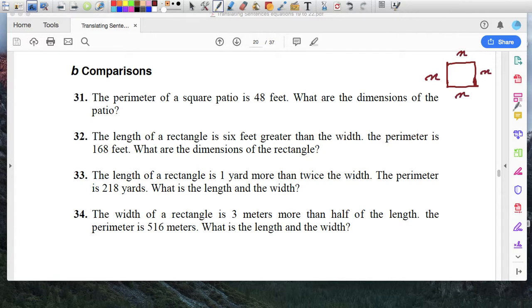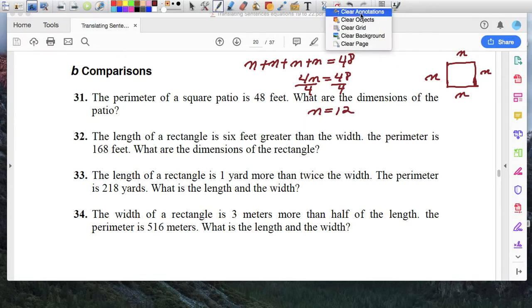Right, so the objective here is to translate this. I know that if I go n plus n plus n plus n, it's going to give us 48. Another way of writing that would have been much easier, to just write 4 times n, or 4n equals 48. So that would have been my equation to set up. Divide both sides by 4, and n equals 12.